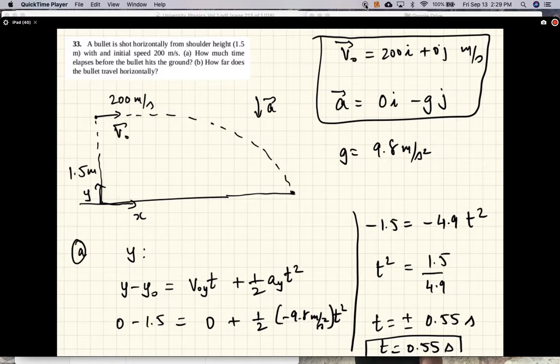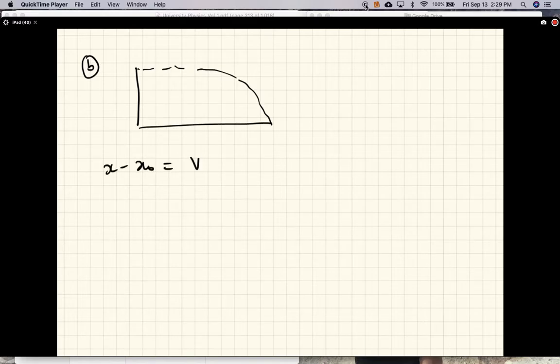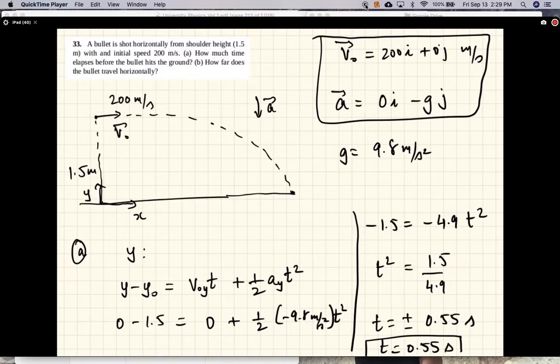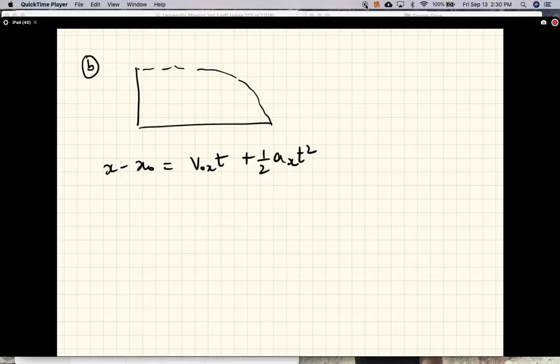So now how far does the bullet travel horizontally? Well, we'll have to look at the x component of the motion. So for part B, we're looking at the horizontal distance that the bullet travels. The x component of the motion is given by v naught x t plus 1/2 a x t squared. Now you can see that the x component of the acceleration is 0. Here's the x component of the velocity. The initial x coordinate of the bullet is 0, and there's the final x.